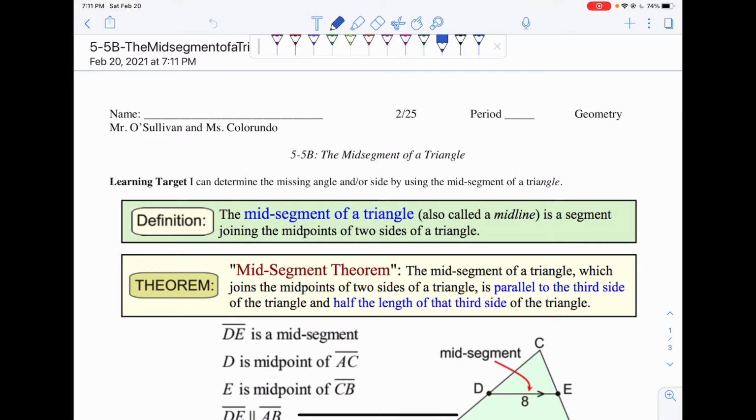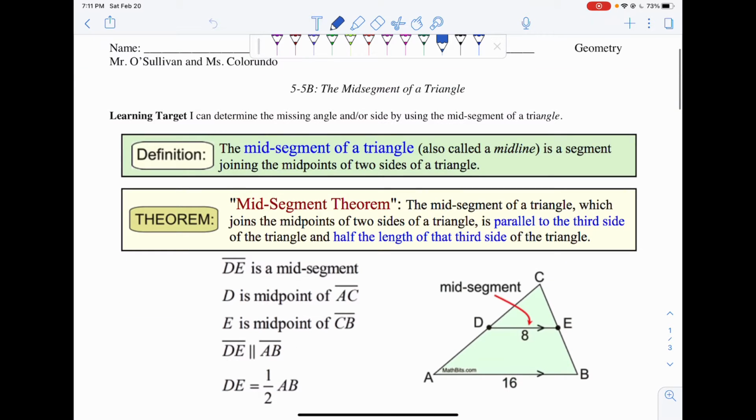Hi ladies, today is a Zoom lesson on the mid-segment of a triangle. Today we're going to apply what we did yesterday on Edpuzzle, where we did our setup, and now we're going to go ahead and solve. Today's LT is: I can determine the missing angle and/or side by using the mid-segment of a triangle.